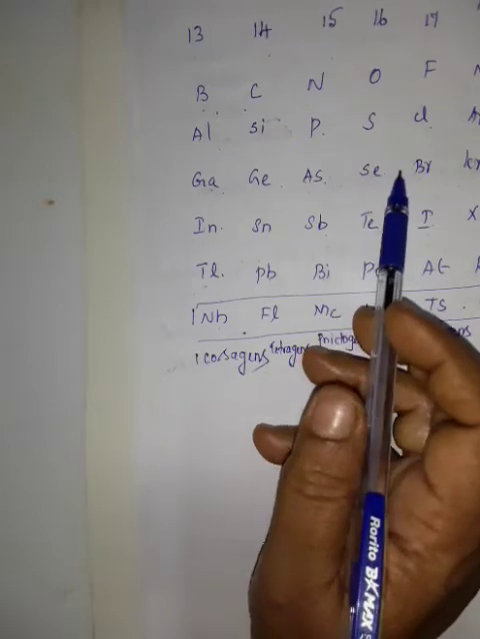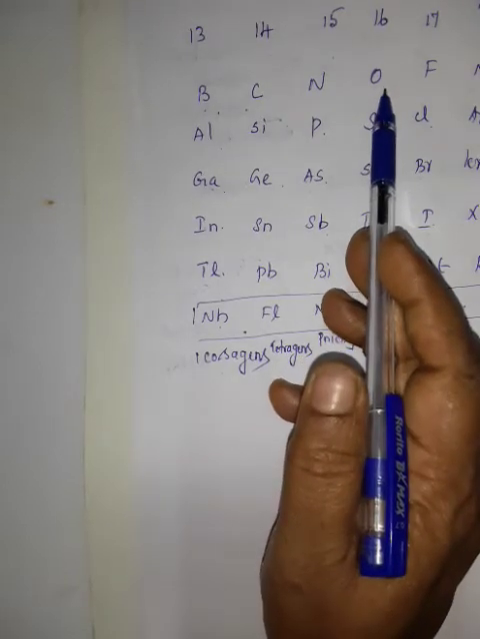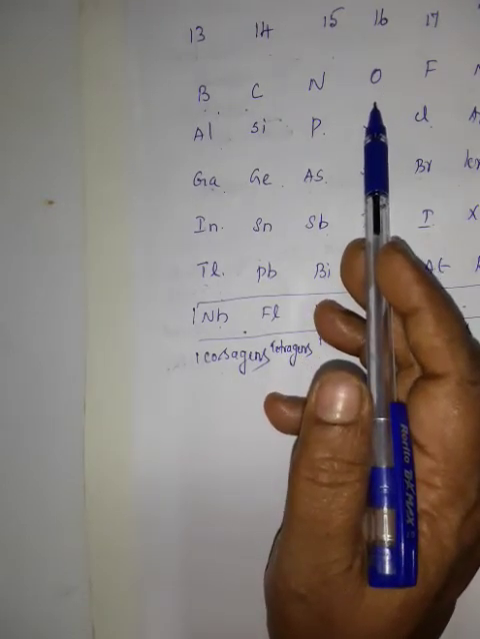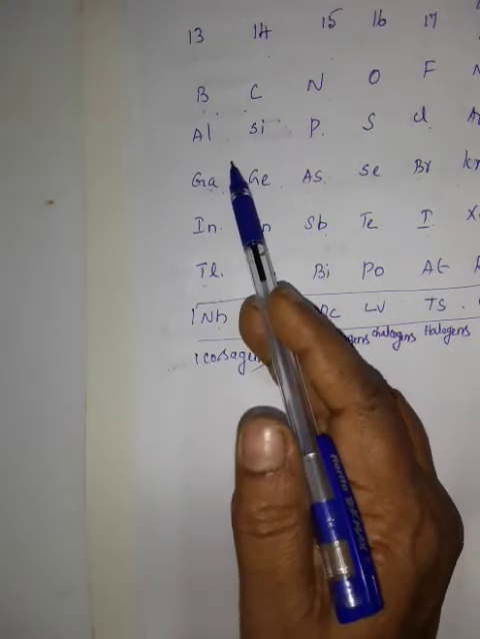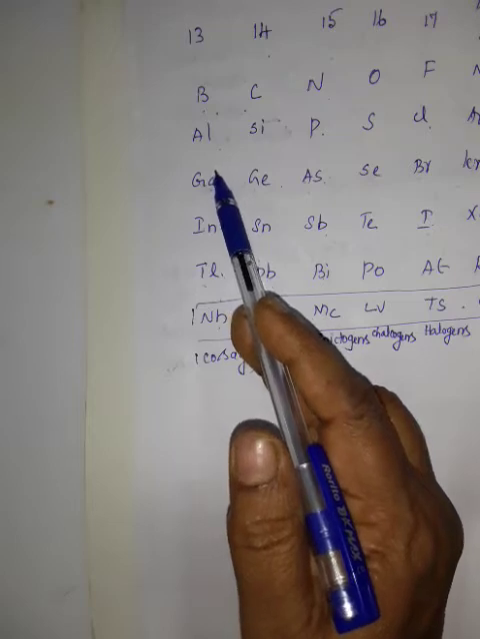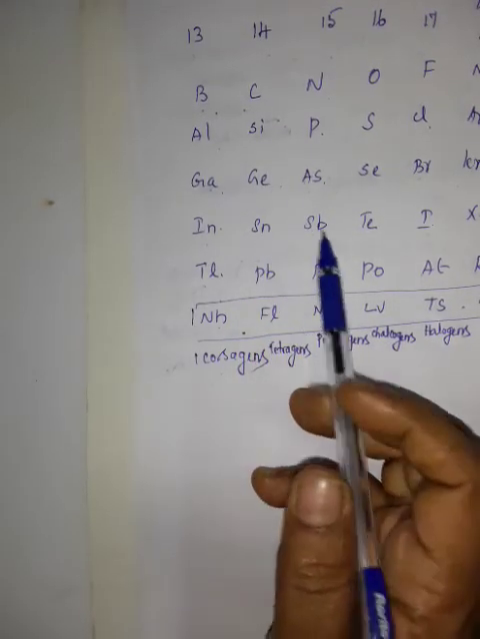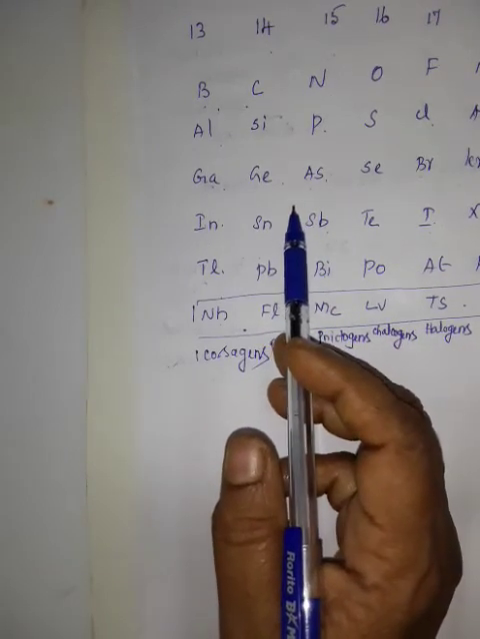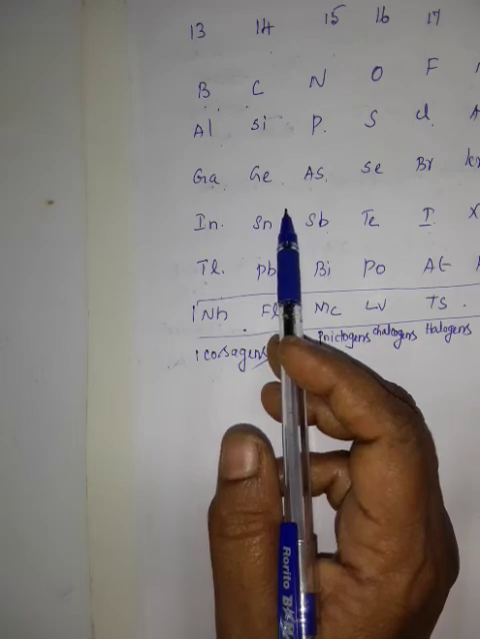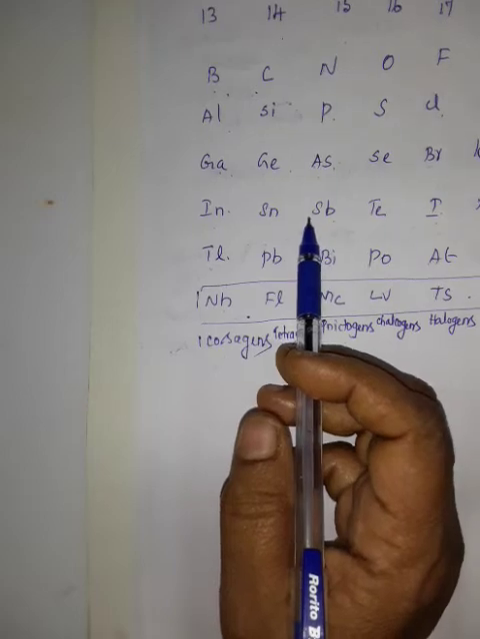P block elements play a very important role in our life. Molecular oxygen, that is O2, is essential for our survival. Aluminium is very important. Aluminium and its alloys are used for household utensils to aircraft parts. Then semiconductors like germanium and silicon, and argon, are all used for modern electronic devices. So all the P block elements are very much required in our day-to-day life.